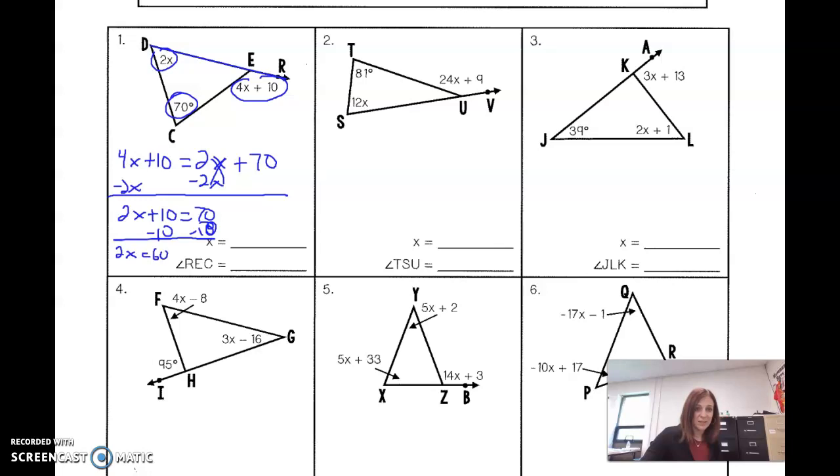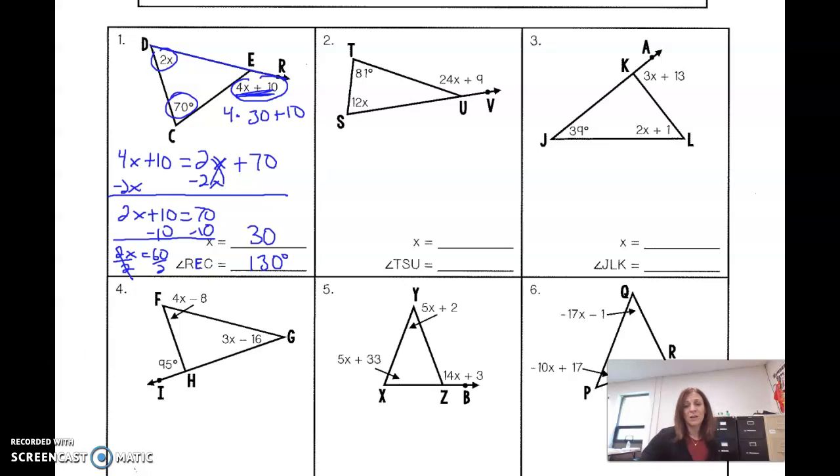We get 2x equals 60. That's 10 there. And then divide both sides by 2. And we get x equals 60 divided by 2, which is 30. All right, so we know x equals 30. Now let's talk about this angle right here, REC. This E right here is in the middle, and that's important. If you find the R, you find the E, you find the C, we're talking about this angle, okay? So we're going to go 4 times whatever x is, in this case 30, plus 10. Well, 4 times 30 is 120, plus 10, this angle is going to be 130 degrees, okay?